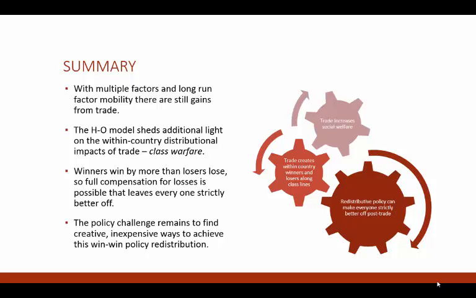We can now summarize what we've learned in this lecture. With multiple factors and long-run factor mobility within each country, there are still gains from trade, and this is due to differences in initial factor endowments. However, trade still brings with it distributional implications in the form of class warfare. In this case, labor is pitted against capital owners. The gains from trade still allow for redistributive policy that makes all parties strictly better off, and this is where policy should be focused instead of restricting trade.